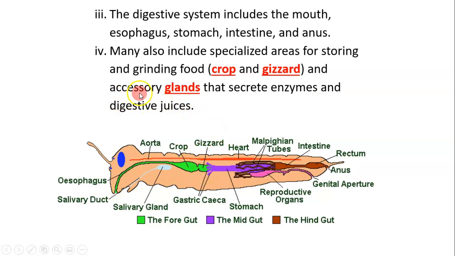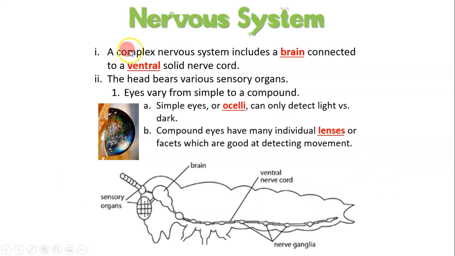A lot of times they have accessory glands that secrete enzymes and digestive juices. Remember, that word secrete just means to leak out. So you secrete spit all the time, you secrete sweat all the time. Depending on which type of arthropod we're talking about, they'll have additional glands like the salivary gland that you see in this grasshopper here. Now, the nervous system. A complete nervous system includes a brain connected to a ventral solid nerve cord.